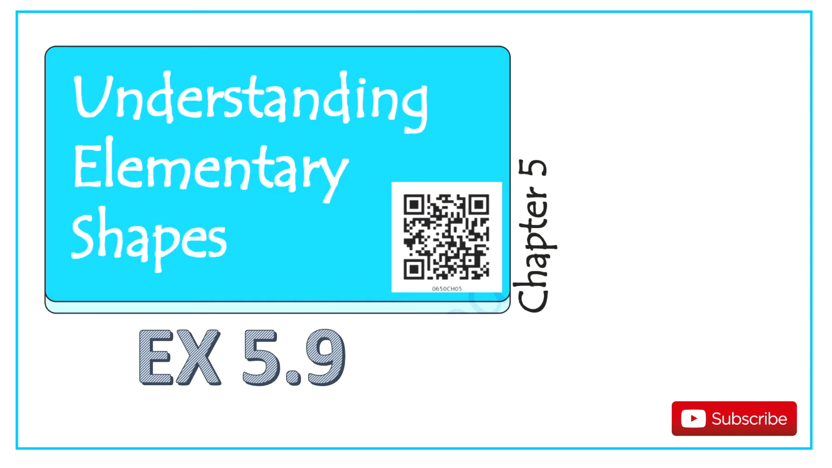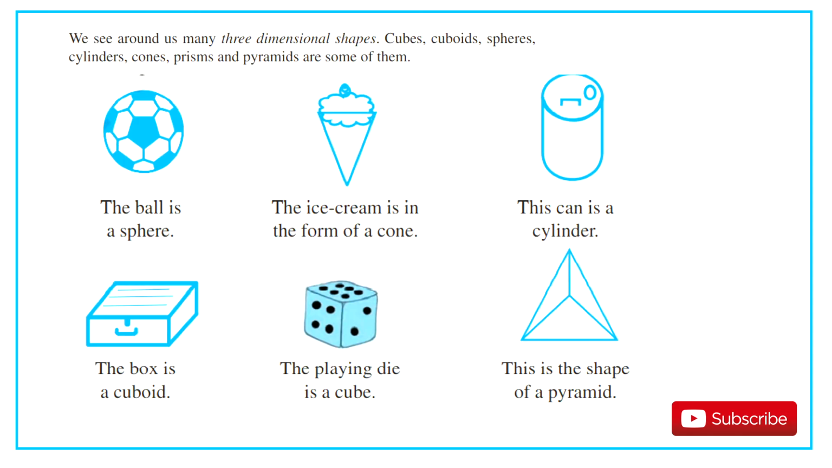So here comes exercise 5.9. Before we start with exercise 5.9, I would like to tell you that we are going to study about the three-dimensional shapes. Now, what do you mean by three-dimensional shapes? Cube, cuboid, sphere, cylinder, cone, prisms and pyramids, all these are 3D shapes. When you are supposed to understand the concept of 3D shapes, you should know from which shape they have been formed.